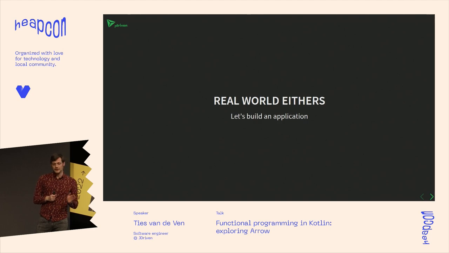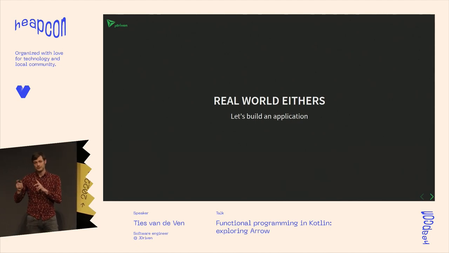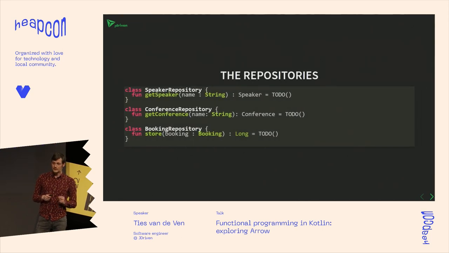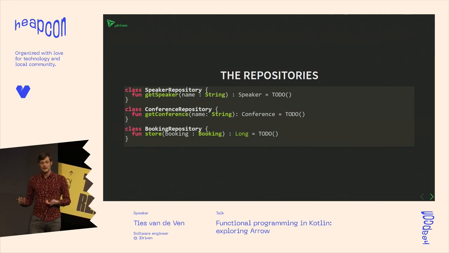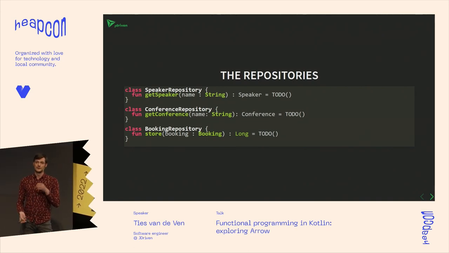So now we know what an either is. Let's see what they look like in a real-world application. For this, I built a bit of a pseudo Spring Boot, Micronaut kind of application. First, we'll see what it looks like without eithers, and then we'll see what eithers can do for it. So our application will create bookings to book a speaker for a conference. So we have three repositories. We have a repository that gets a speaker, one that gets a conference, and one that stores a booking, and a booking is just a combination of speaker and conference and returns a booking ID.